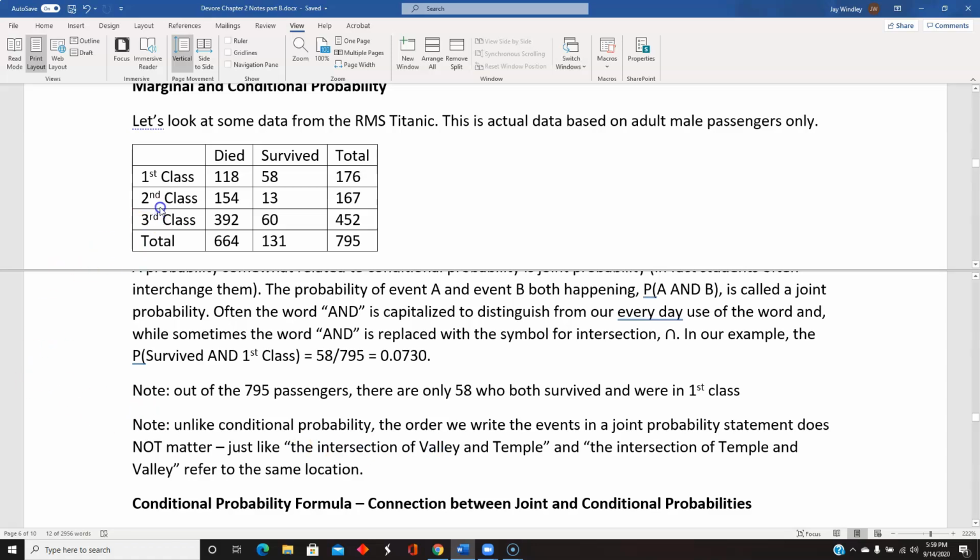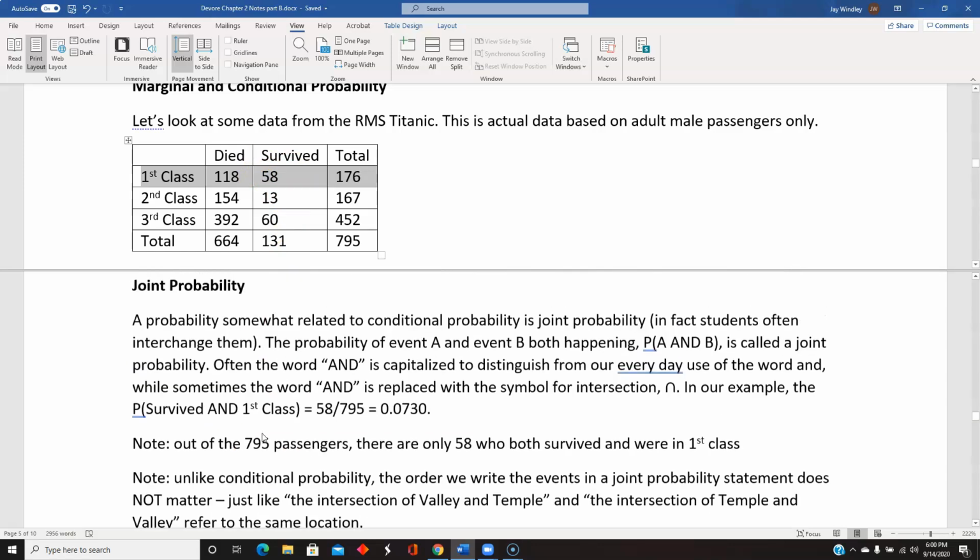So back at my table, if I highlight first class, and then I also highlight survived, where those two intersect is going to be at the 58. That's the intersection of first class and survived. But if I say survived first, and I say the intersection of survived and first class, that intersection is still happening over that number 58. So we're talking about 58 regardless of which way that's stated.